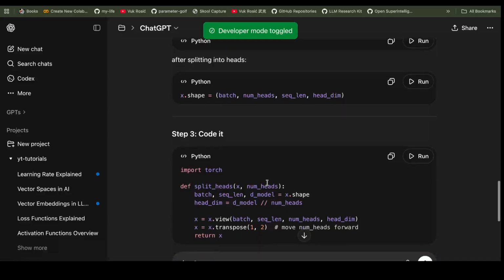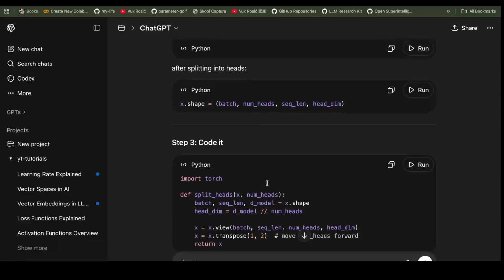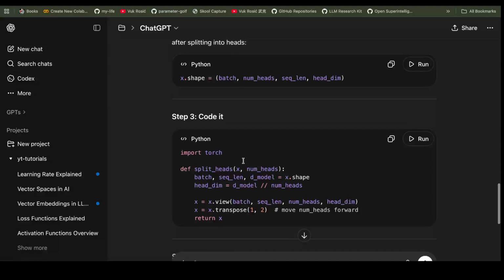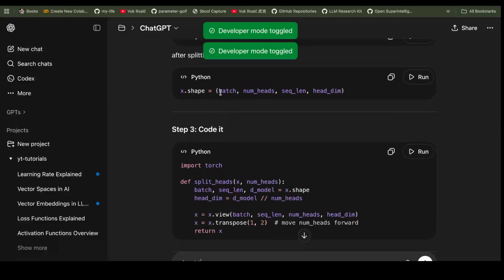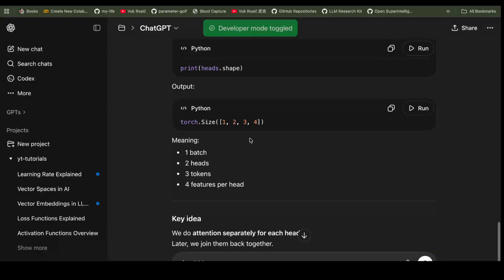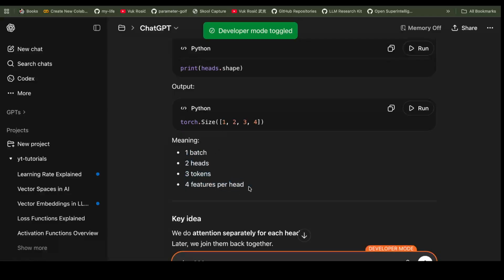So now each head will be independent. Each head will have its whole sequence, whole conversation. So maybe you will understand this better when you practice more. But this is the final result after. So we will have batch and then 2 heads, and each head has 3 tokens, and each token has 4 features per this head. So you see how we actually swapped heads and tokens. Now heads are the outer dimension, so each head has all of the tokens.